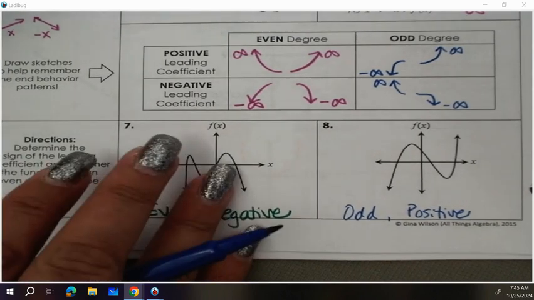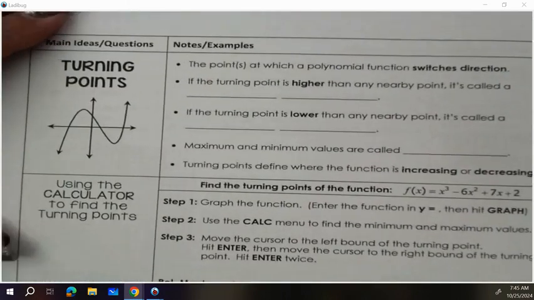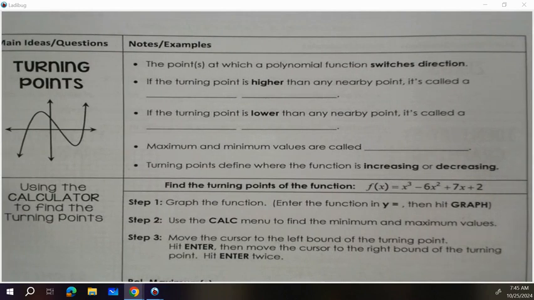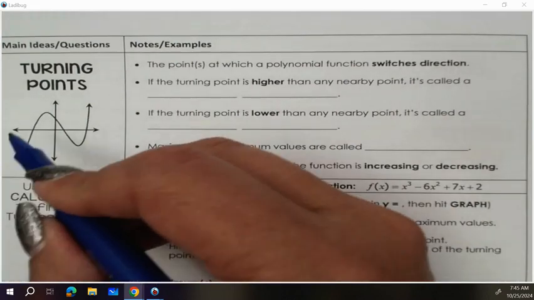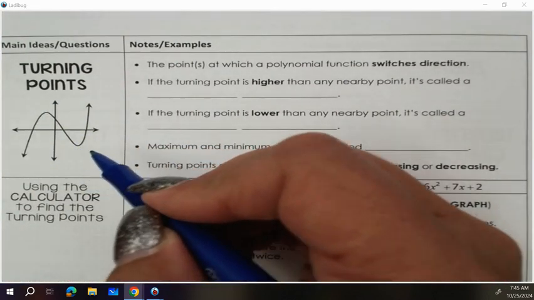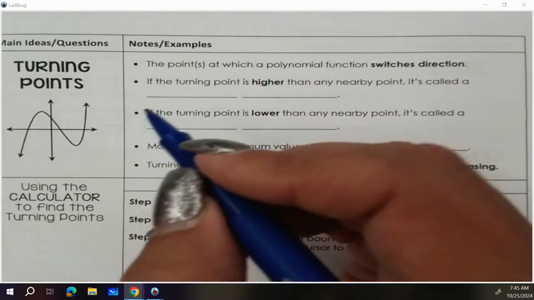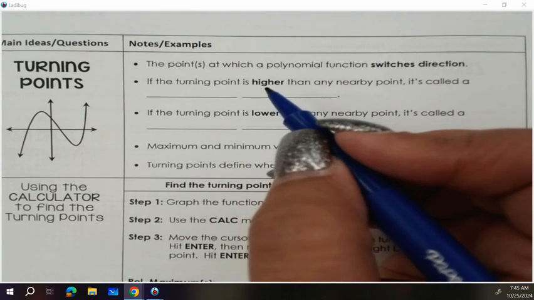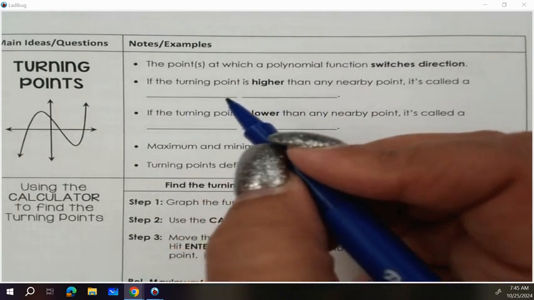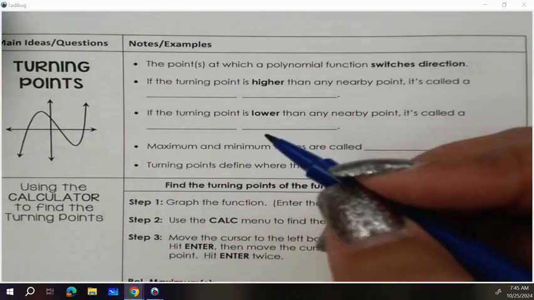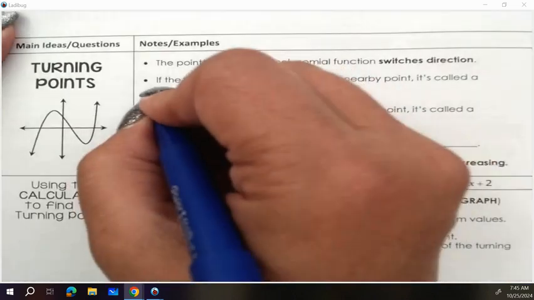Okay, that's end behavior. Let's talk about turning points and max and min and increasing and decreasing now. The point at which a polynomial function switches direction is called the turning point. So the polynomial comes up, changes direction, goes down, and then changes direction again and goes back up. Those are called the turning points. If the turning point is higher than any nearby point, it's called a relative maximum.